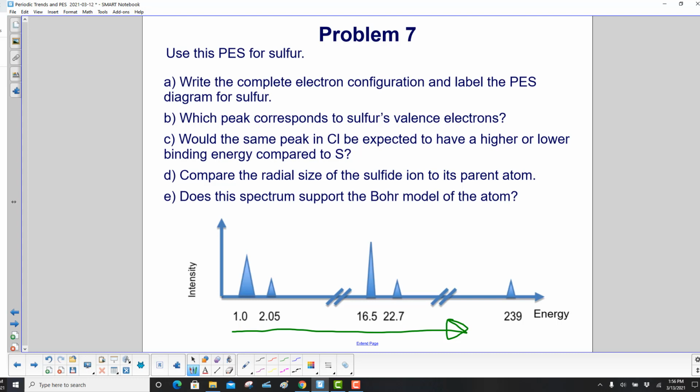Compare the radial size of the sulfide ion to its parent atom, and does this spectrum support the Bohr model of the atom?